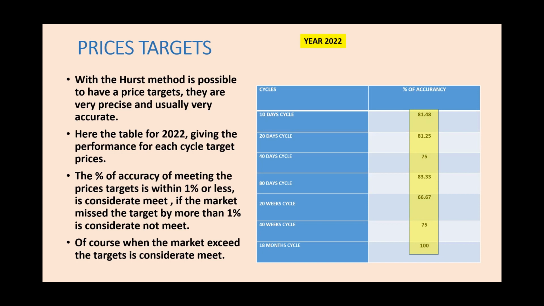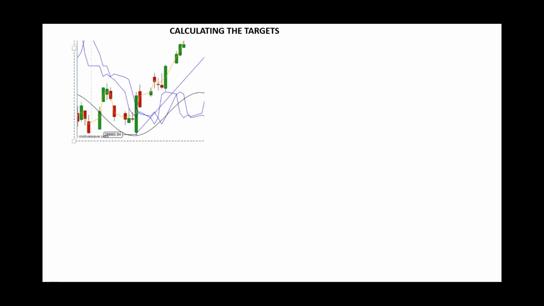How can we get the price targets? The price targets are calculated when the market crosses above or below the cycle lines. What are the cycle lines? The cycle lines are what Hurst called the FLD. FLD stands for future line of demarcation, but to make it easy, I will call them the cycle lines.